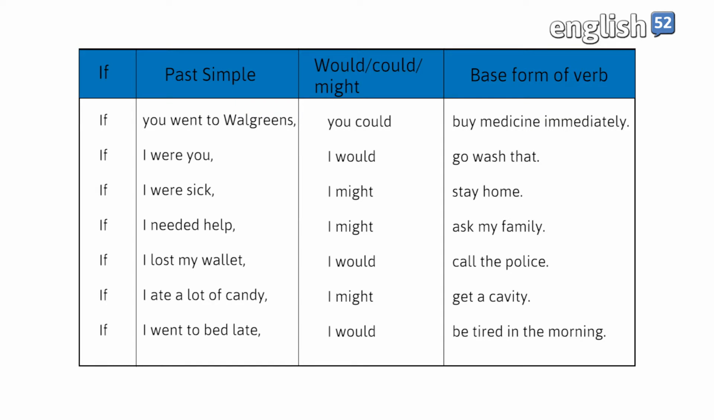If you went to Walgreens, you could buy medicine immediately. If I were you, I would go wash that. If I were sick, I might stay home. If I needed help, I might ask my family. If I lost my wallet, I would call the police. If I ate a lot of candy, I might get a cavity. If I went to bed late, I would be tired in the morning.